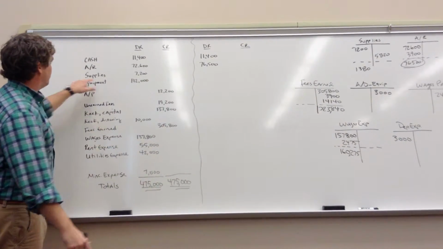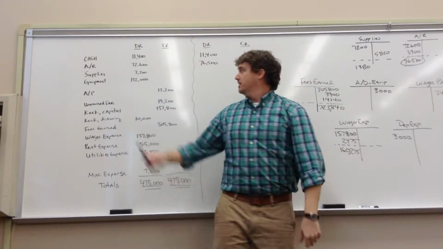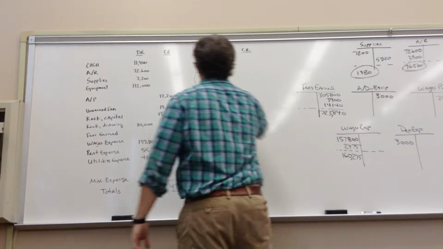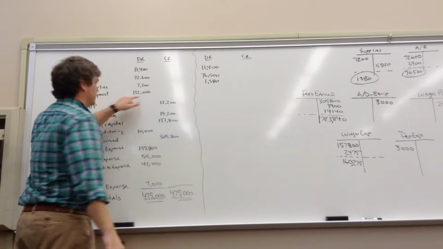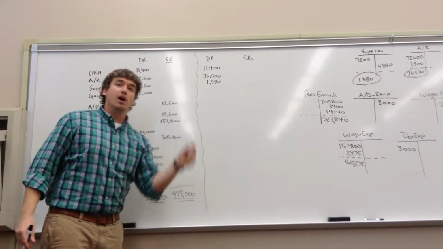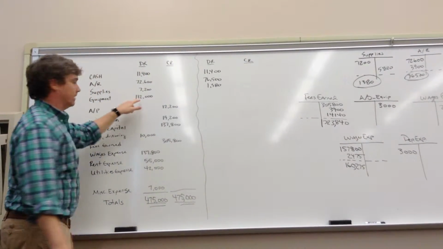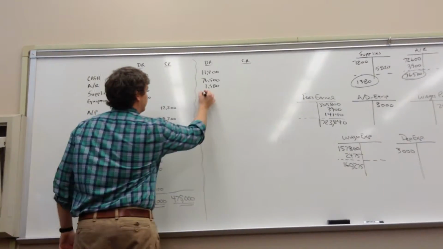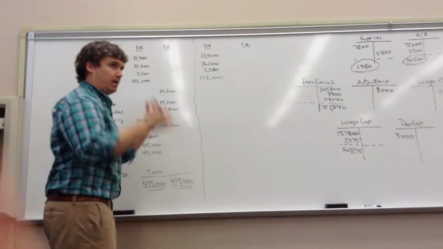All right. Supplies. Was supplies adjusted? It was. All right. 7,200 is not the correct number. The correct number is 1380. So 1380. Was equipment adjusted? No. All right, yeah, we recorded depreciation on it, but this account, equipment, was not adjusted. Okay, so equipment's going to say what? 112,000.